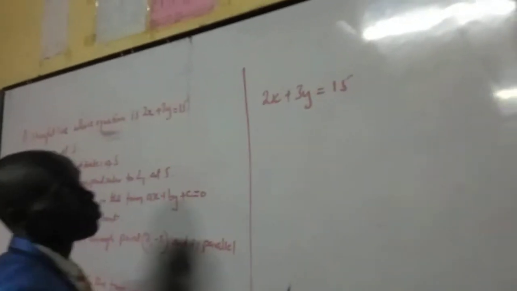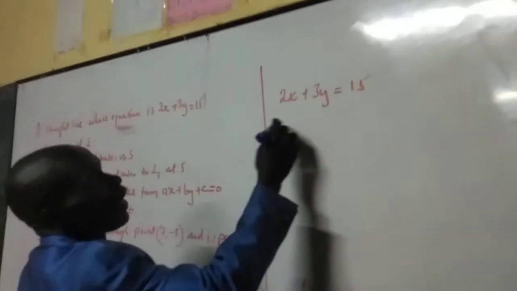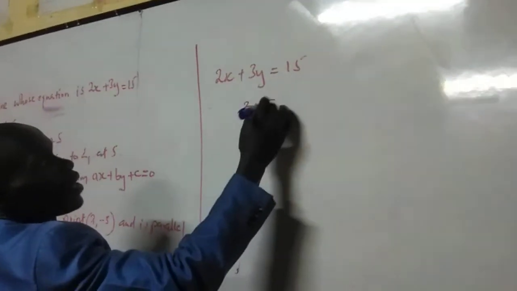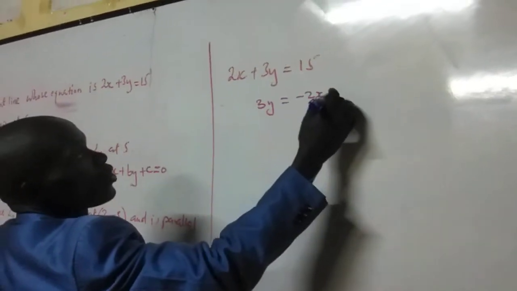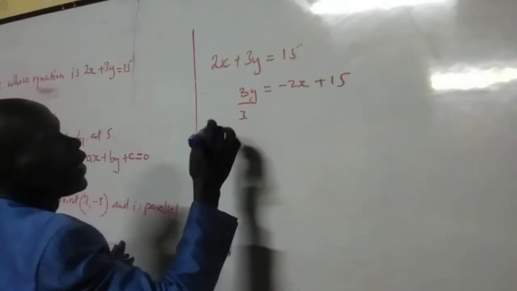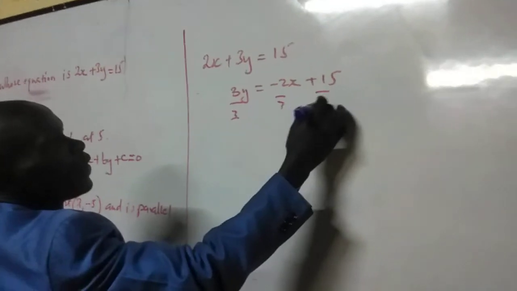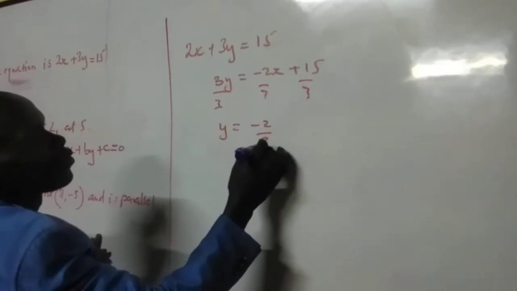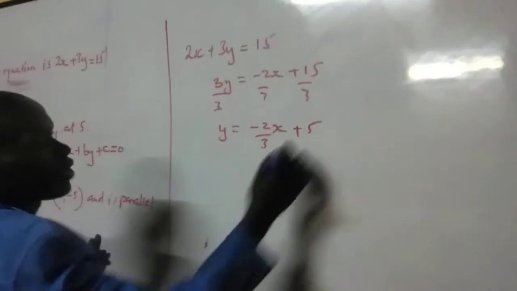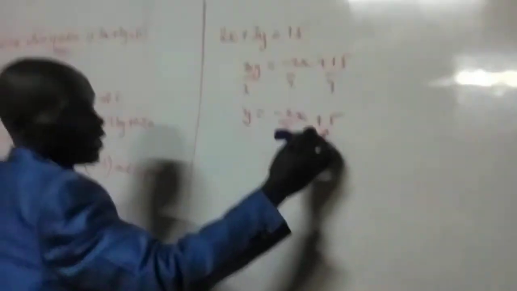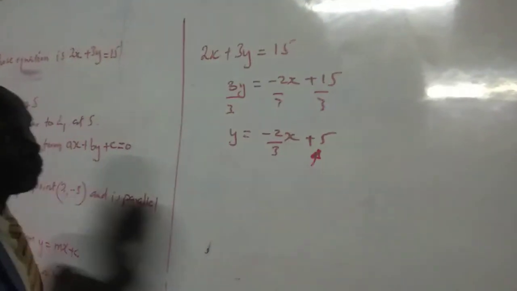the form of y is equal to mx plus c, and therefore we take 2x the other side so that we have negative 2x plus 15, and we divide both sides by 3, and y is equal to negative 2 over 3x plus 5. So here 5 is the y-intercept.